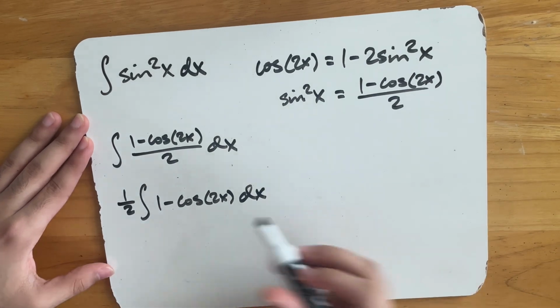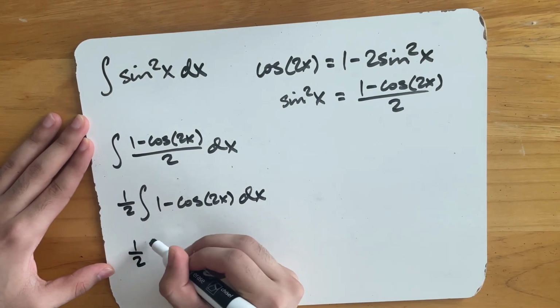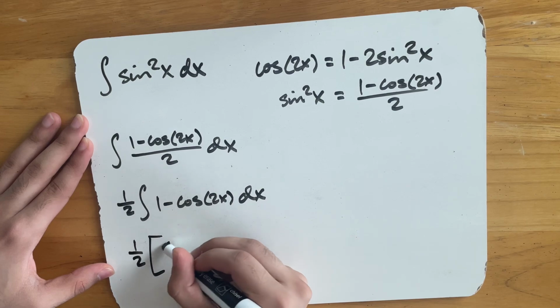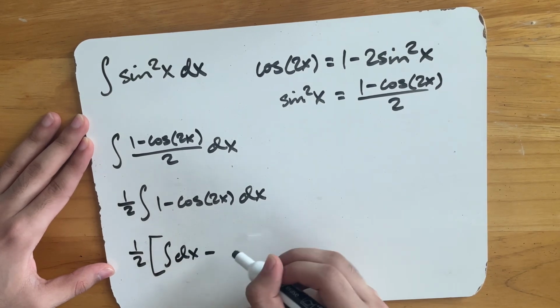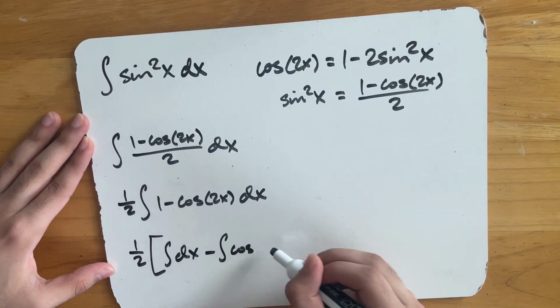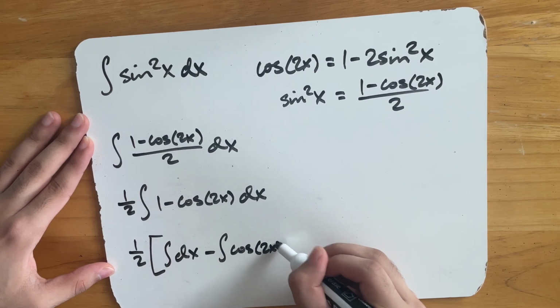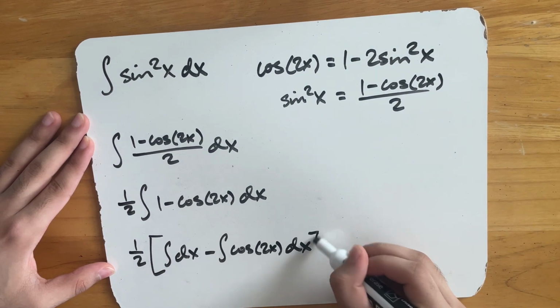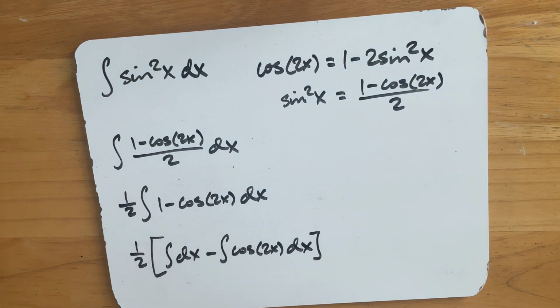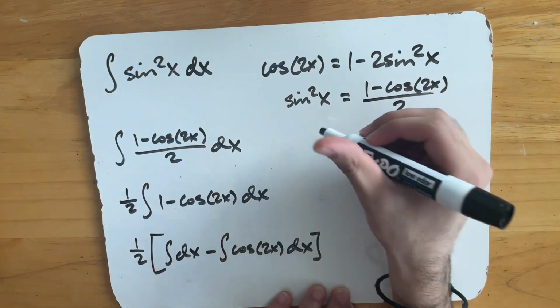Right, so that means we have 1/2. We're going to break apart the integral. So 1/2 times integral of dx minus integral of cosine 2x dx. I think I might be running out of space, but we'll see. So integral 1 dx, that's easy. Like, this is x. Integral of cosine 2x dx. That's a little harder, but we can just do a substitution. Substitute 2x. So I'll do it on the side.